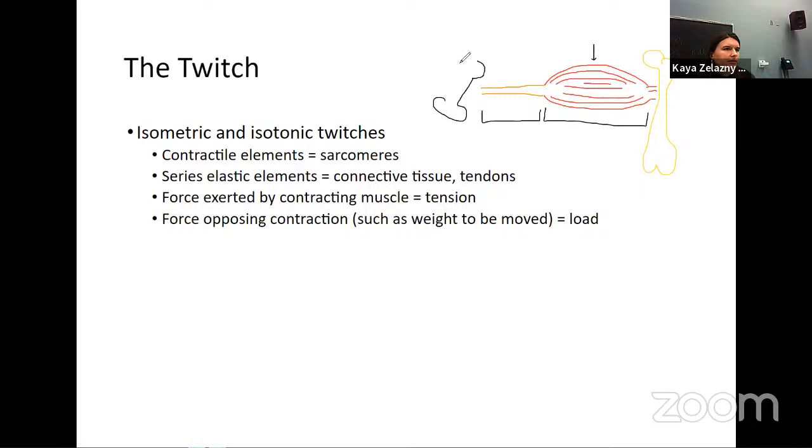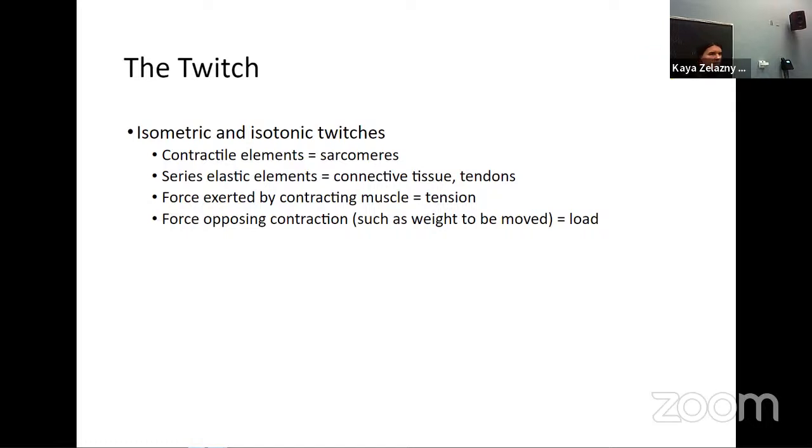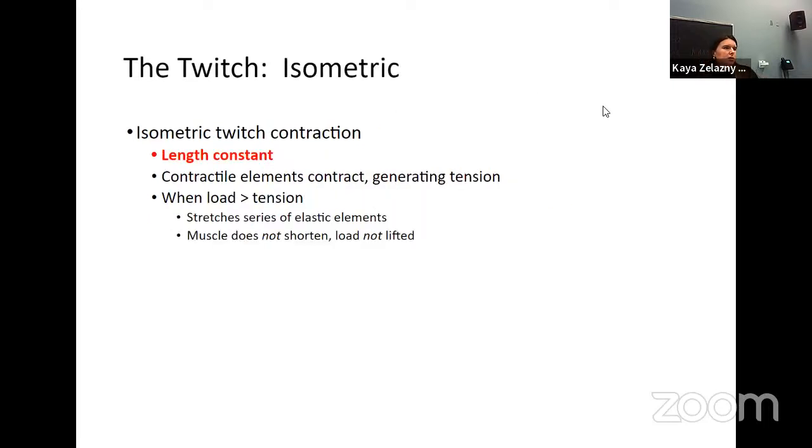Okay, so a load, I should say, I'll draw, instead of another bone, a really bad little dumbbell thing. All right, so the load is at the opposite end, right? The load is over here, okay? So we're thinking about loads and contraction and tension as we think about the twitch and as we differentiate our isometric from our isotonic twitches. So we're going to start with the isometric twitch.